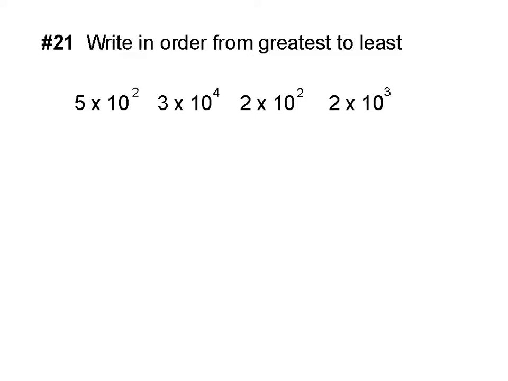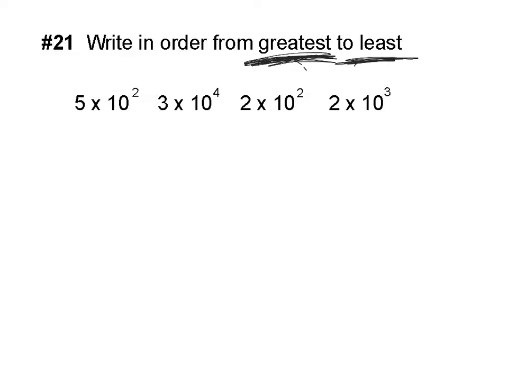Okay, number 21, they're going to have you put a whole bunch of scientific notation numbers in order, but careful. Look what they do. They were tricky. They said greatest to least. You put the biggest one first. Often they have you do things in order from least to greatest, so be careful. They flip-flop that on you, okay?